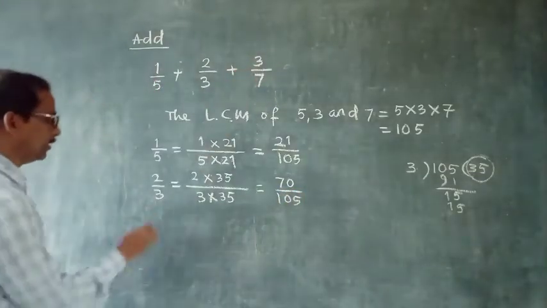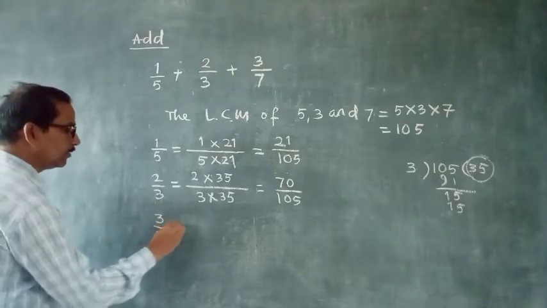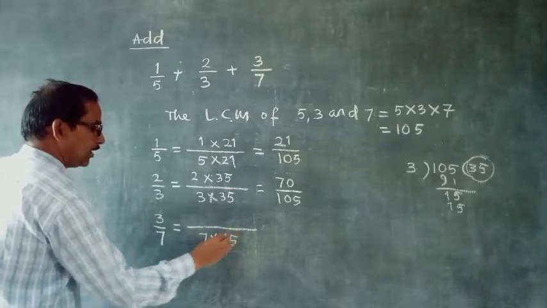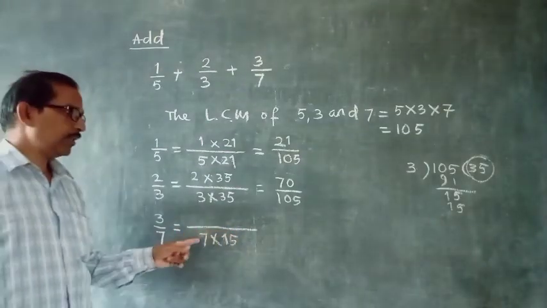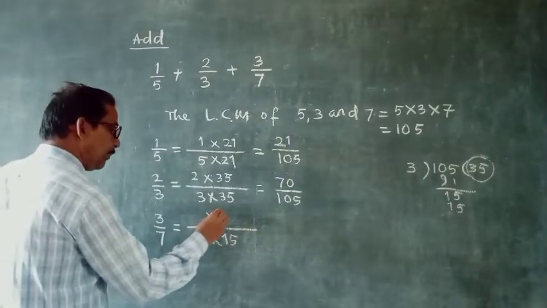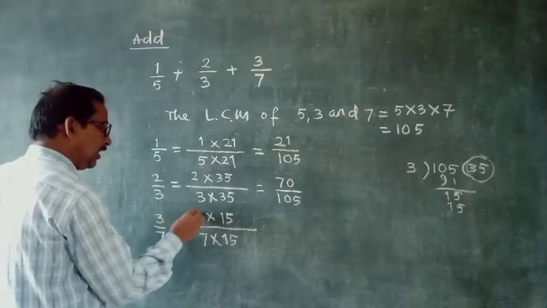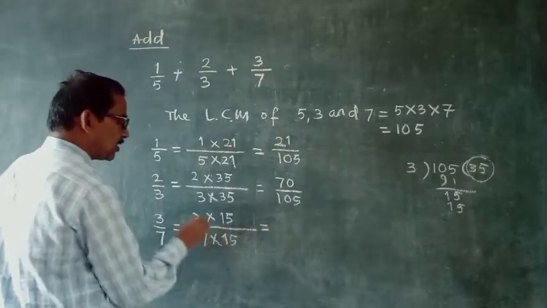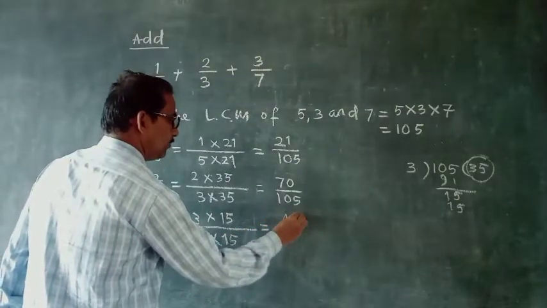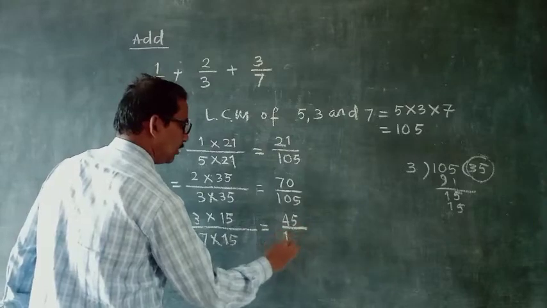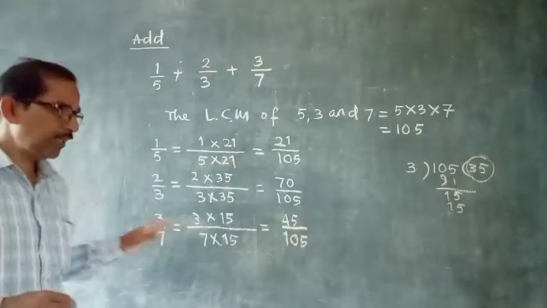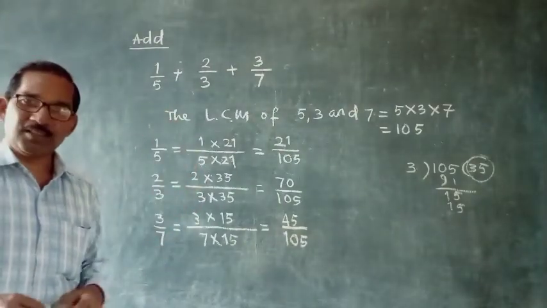Again this one, 3 upon 7. We have to multiply 15 to 7. 15 sevens are 105. Then we have to multiply 15 to 3. Then it results 15 threes are 45 upon 105. Okay. Now you simply add the fractions.